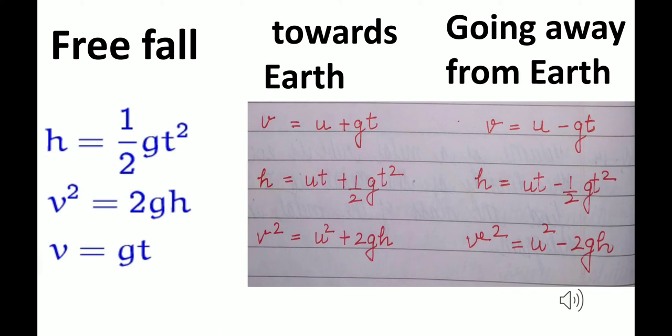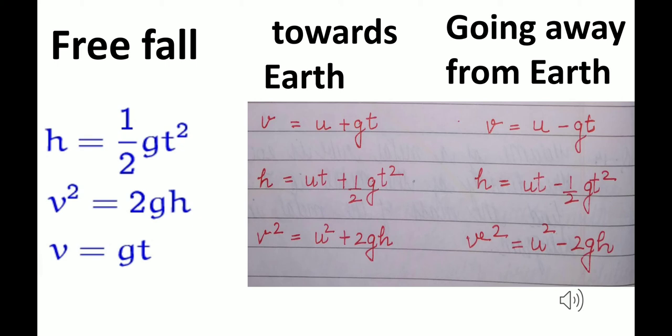Now, we have studied equations of motion in our last session. If a body is coming towards the Earth, then the equation of motion will be v = u + gt. Now, why g? Because the body is coming towards the center of the Earth, so here acceleration is g. v, you know, is the final velocity, u is the initial velocity, t is the time interval, and h is the height from the Earth's surface.